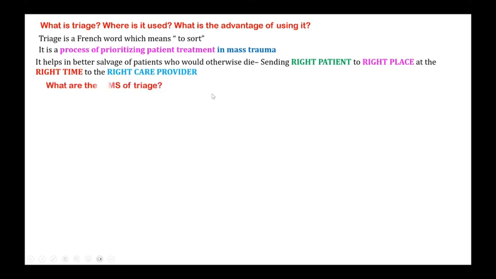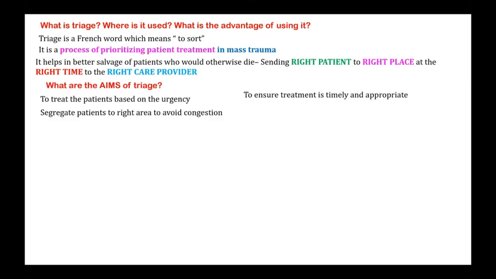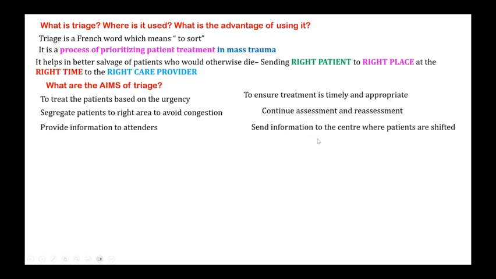Okay. So what are the aims of triage? To treat patients based on the urgency, to ensure treatment is timely and appropriate, segregate patients to the right area to avoid congestion in the treatment area, continue assessment and reassessment to see the prognosis, provide information to attenders, and also send information to referral centers where patients are being shifted or transported from the site of trauma. So these are all the aims.